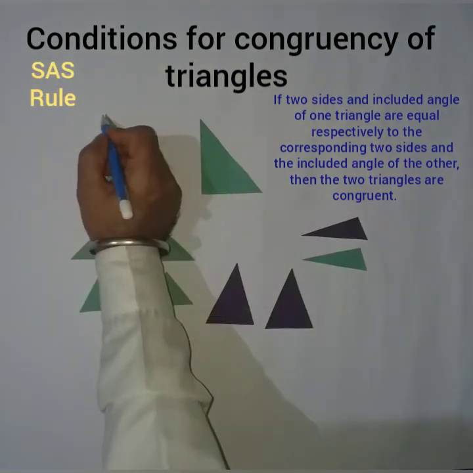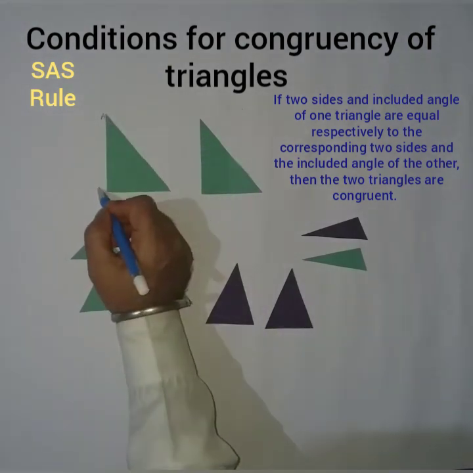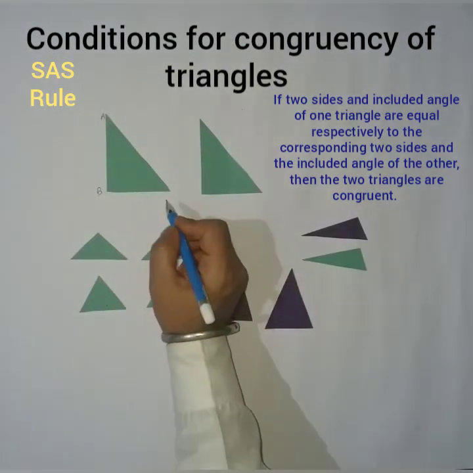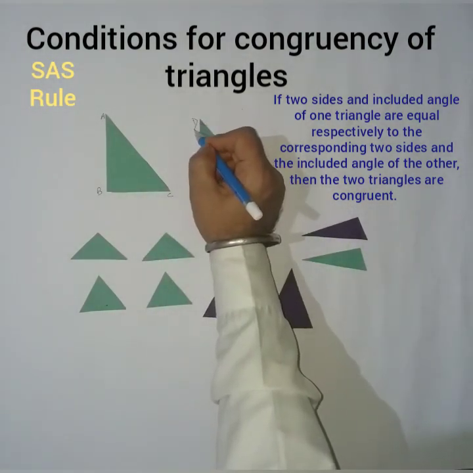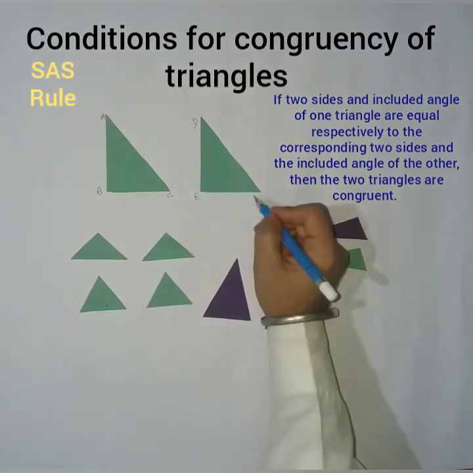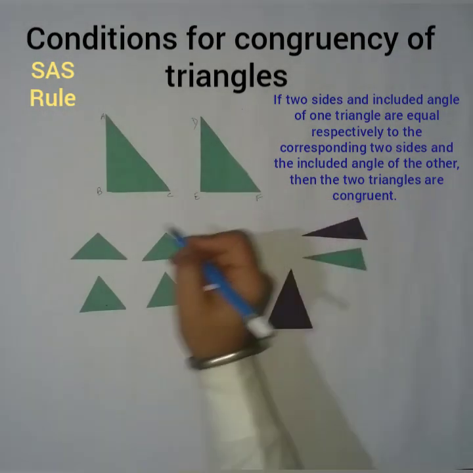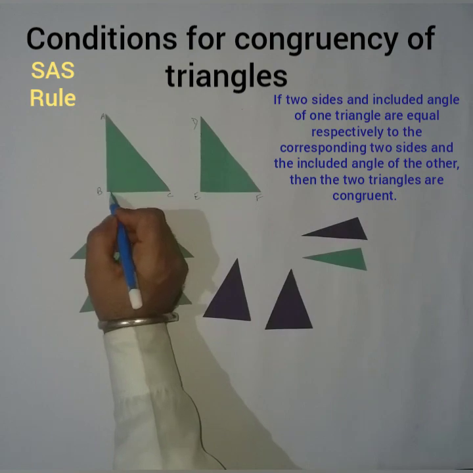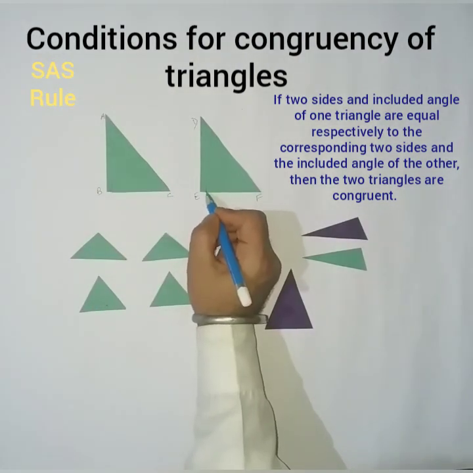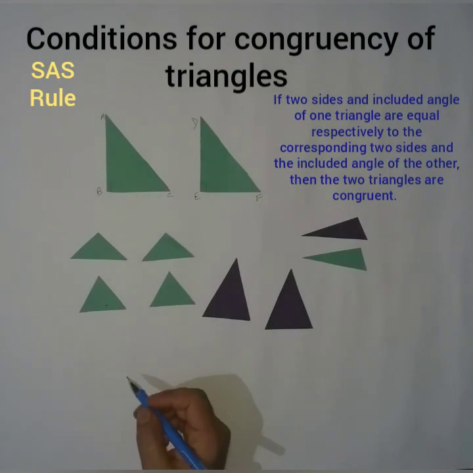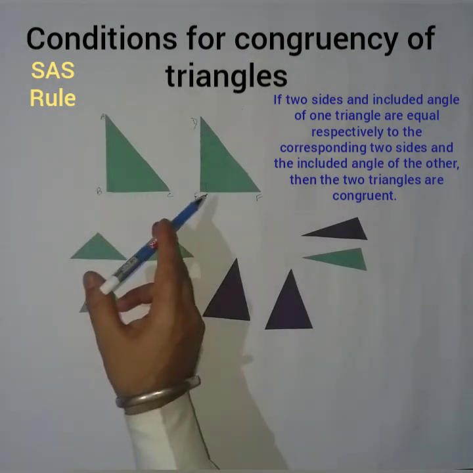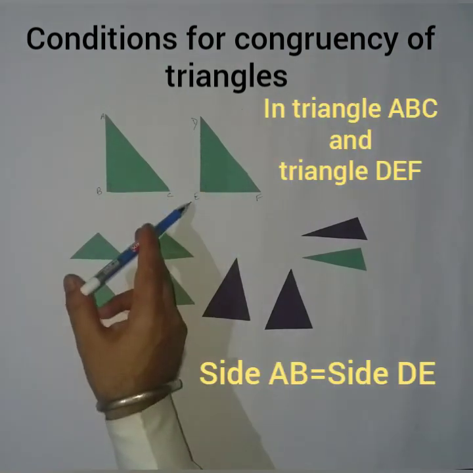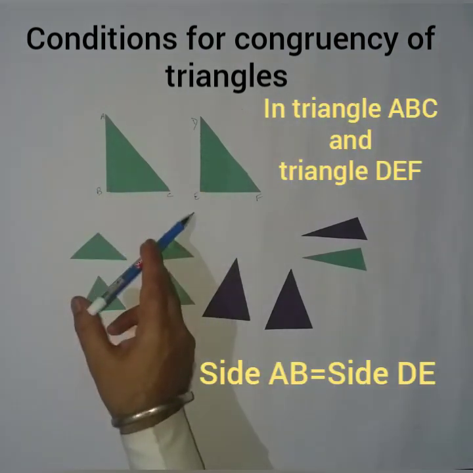Let us take one example to understand the SAS rule. Suppose this triangle is A, B, C. The name of this triangle is ABC, and this triangle is DEF. You can see here this one is a right angle, this one is a right angle. So we are examining the SAS rule. Here the side AB and the corresponding side of this triangle is DE. AB and DE are equal.